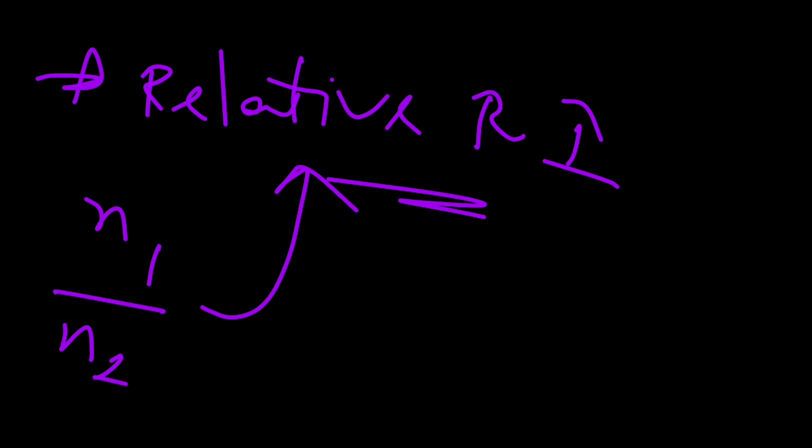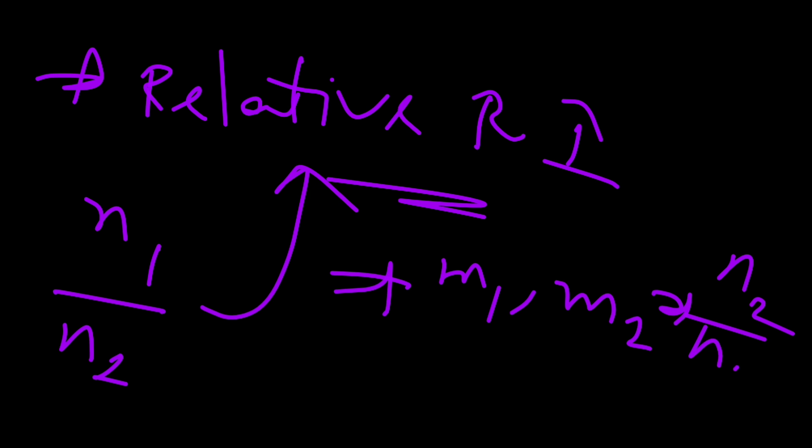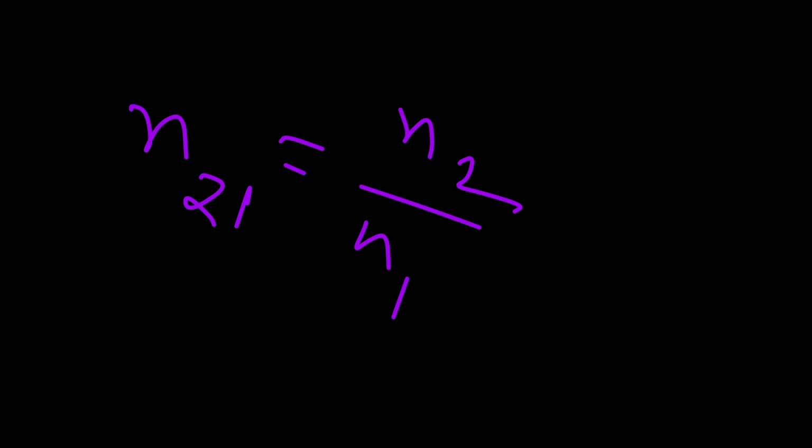For light traveling from medium 1 to medium 2, it is n2 by n1, right? So n21 is equal to n2 by n1, where n21 represents the refractive index of medium 2 with respect to medium 1. It should be written like this: refractive index of medium 2 to 1, which is nothing but n2 by n1. Don't get confused with it.